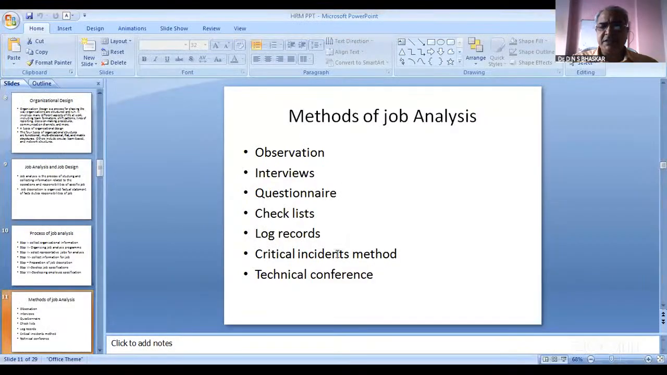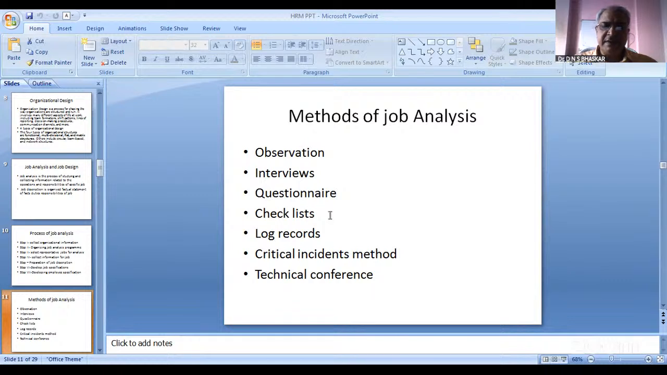Observation method is the first method of job analysis. When you are observing a particular person while doing the job, you can understand what skills he is performing, what qualifications he needs, and so on. So just by physical observation, you can analyze the job very clearly. That is called direct interaction with the person who is doing this particular job.